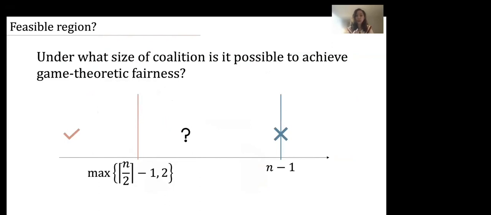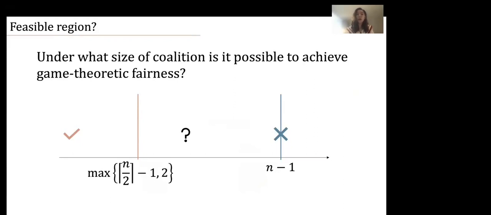Actually, this very simple strawman idea generalizes to any number of players as long as the coalition is of size at most two. So on the achievability side, for a coalition of size less than half, we can achieve strong fairness, and of course, game theoretic fairness, through multi-party computation. If the coalition is of size smaller than two, then we can use the strawman solution. On the impossibility side, Chen et al. showed that it is impossible to achieve game theoretic fairness against an n minus one sized coalition.